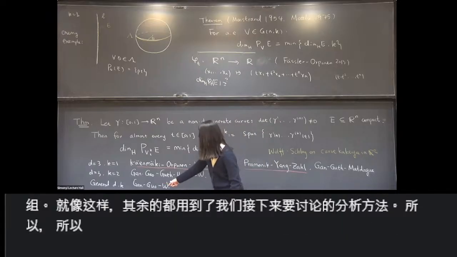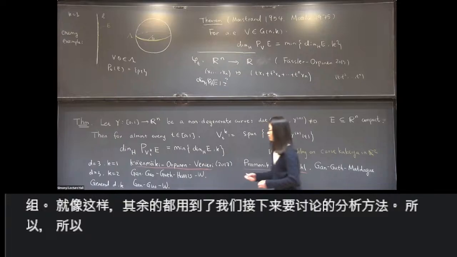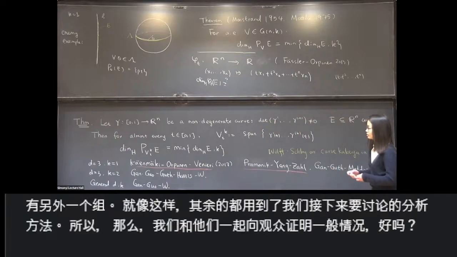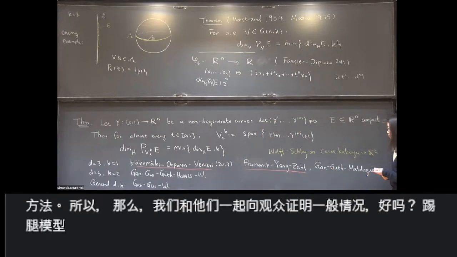So with Gan and Guo, we proved the general cases for all D and K, K smaller than or equal to D. So this is the thing that we are going to talk about.